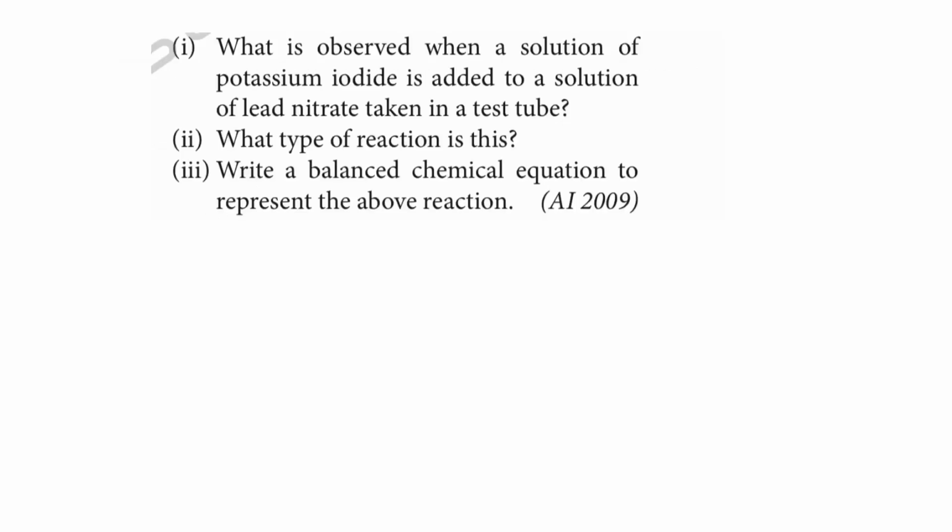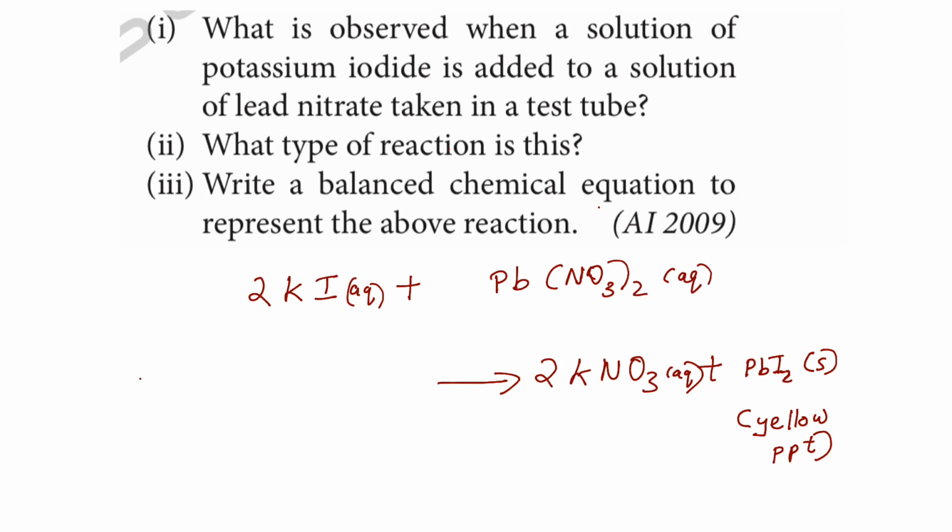Next question is based on an equation in the textbook. What is observed when a solution of potassium iodide is added to a solution of lead nitrate taken in a test tube? So potassium iodide, KI, is added to lead nitrate, that is Pb(NO3)2. What is happening? We will get KNO3 aqueous, PbI2 solid. So here KI and Pb(NO3)2 undergo reaction to give potassium nitrate and lead iodide.